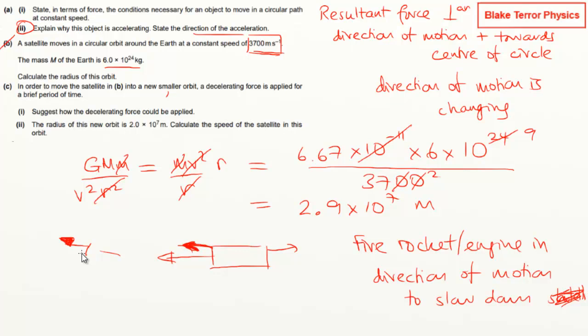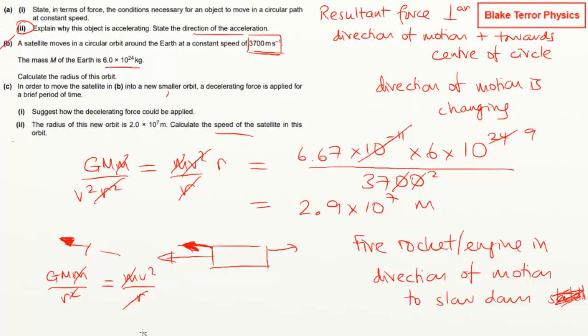Right, and then the radius of this new orbit is 2 times 10 to the 7 meters. Calculate the speed of the satellite in this orbit. This is just doing all of this again, but this time they've given us the radius. So GMm over r squared is mv squared over r. We're trying to work out the speed, right? So cancel the m's, cancel an r on either side. So G times M divided by r, and then square root it.